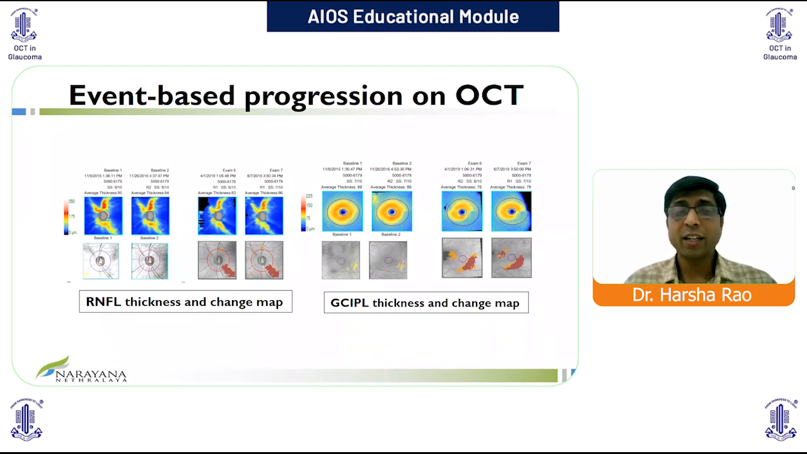The most important progression analysis algorithm is the event-based analysis. Here, the Cirrus has a more elaborate event-based progression analysis algorithm. There are two, in fact. One is called the RNFL thickness and the change map. Here, the change in the RNFL thickness, if it is beyond the normal variability of the RNFL thickness, is color-coded first in orange and then in maroon, which means that the RNFL in this particular region is showing a significant deterioration.